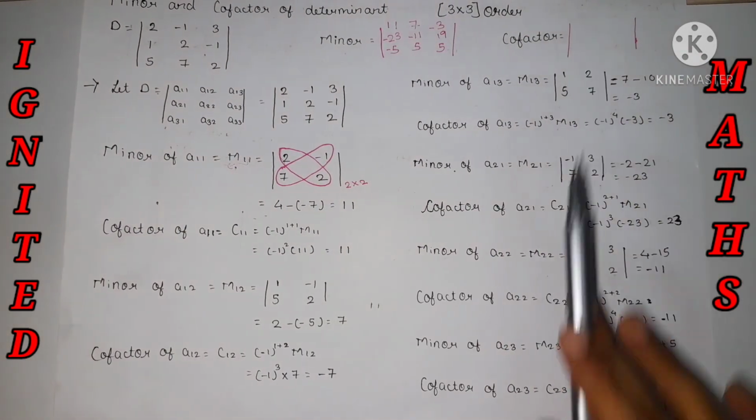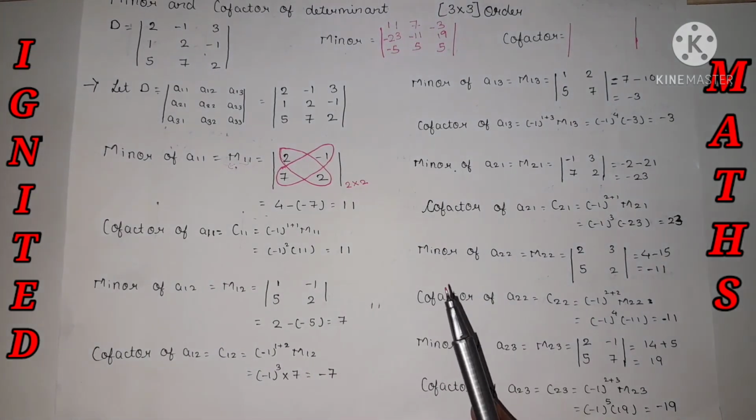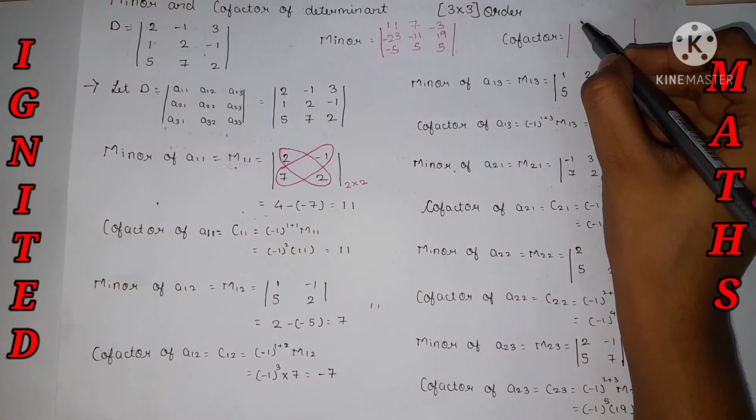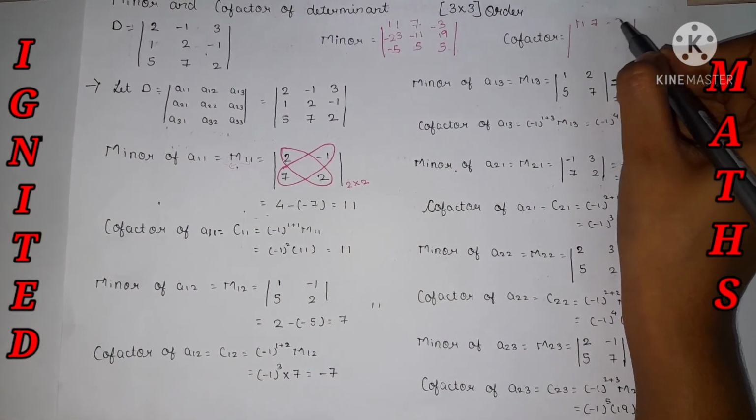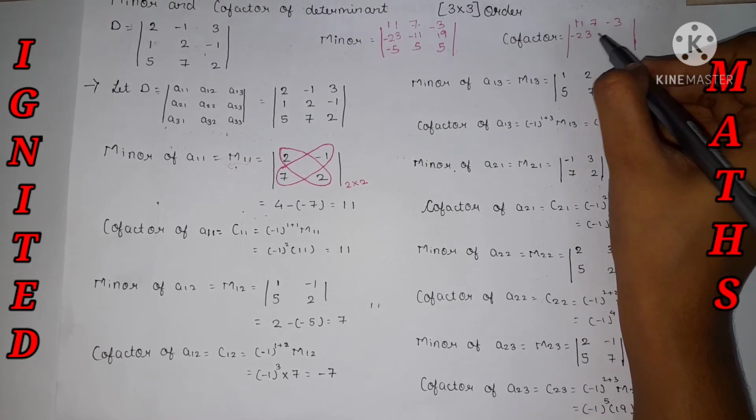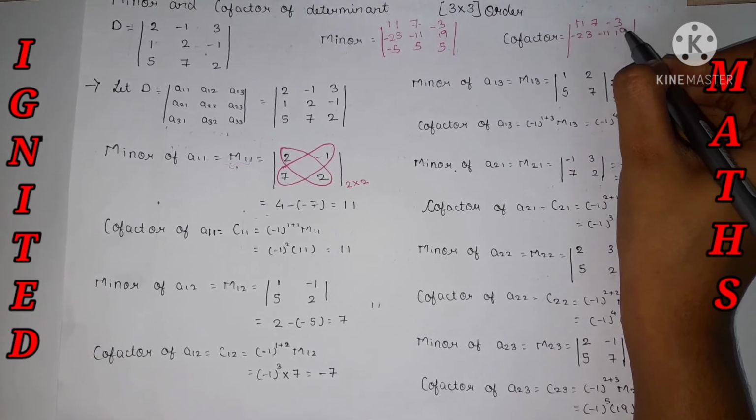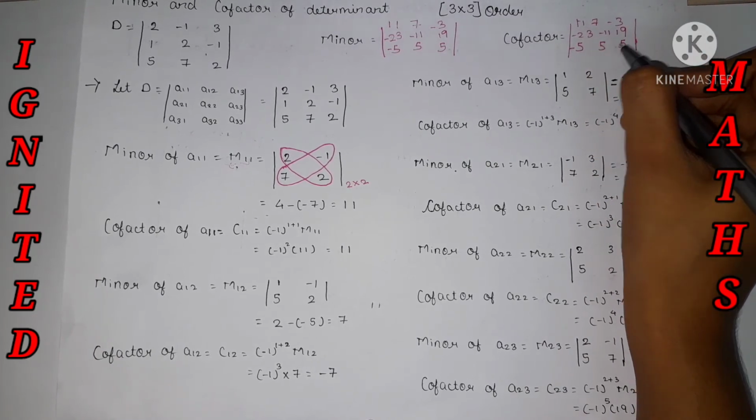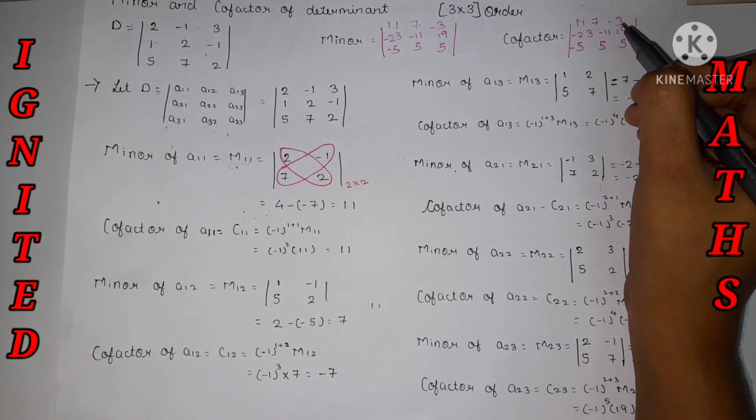Even we need to find the cofactor also in the same way, but here is a small tip for finding the cofactor. That is, write the minor elements as 11, 7, -3, -23, -11, 19. Yes, and -5, 5, 5. We have represented the determinant of each and every element of the cofactor.